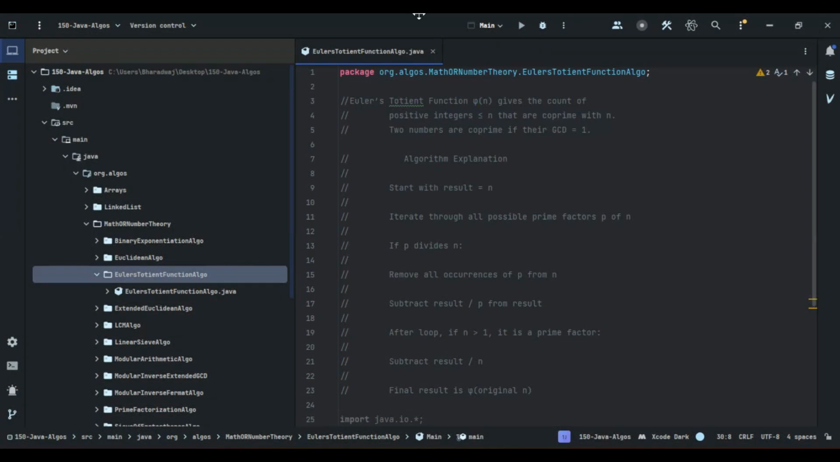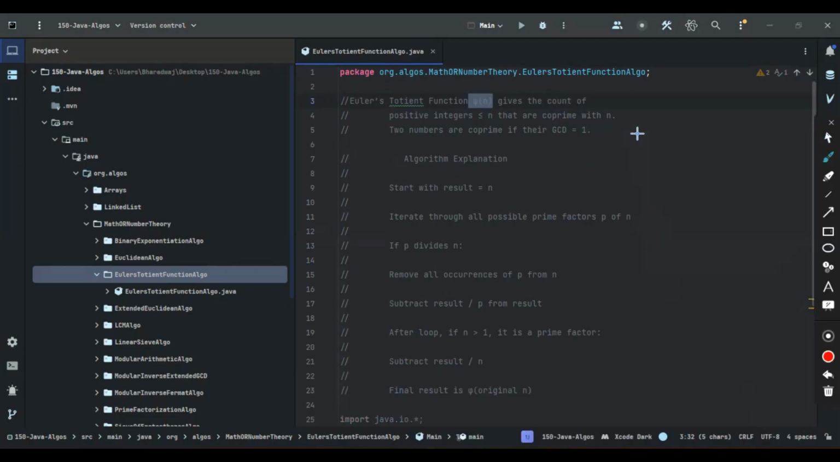Hi everyone. So today we'll be discussing the topic Euler's Totient function algorithm. It is denoted by this symbol. So Euler's Totient function, what does it give actually?